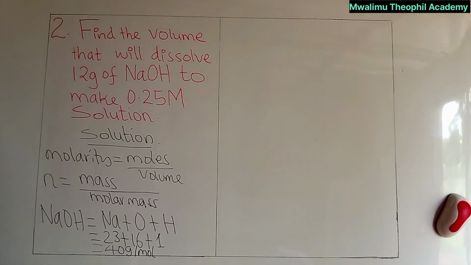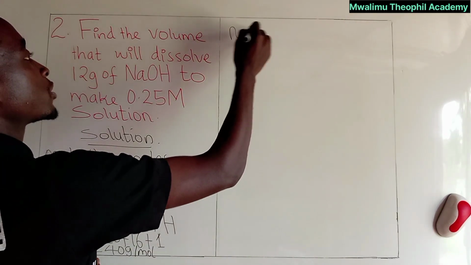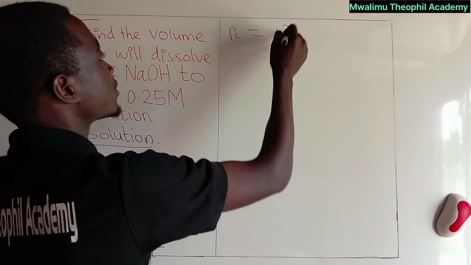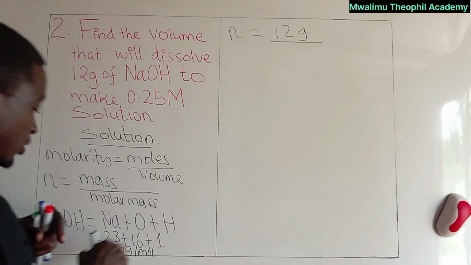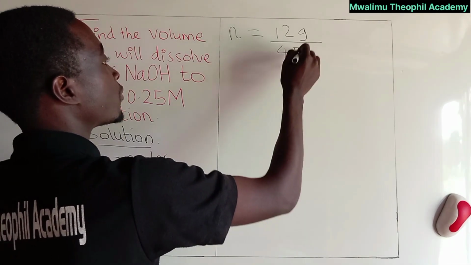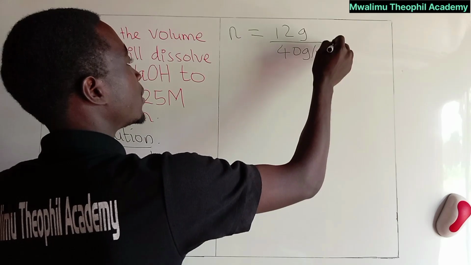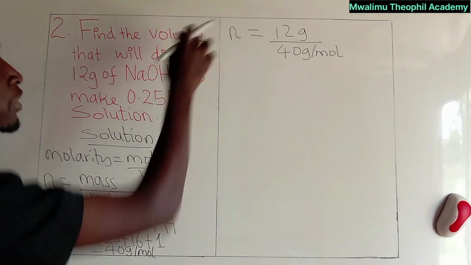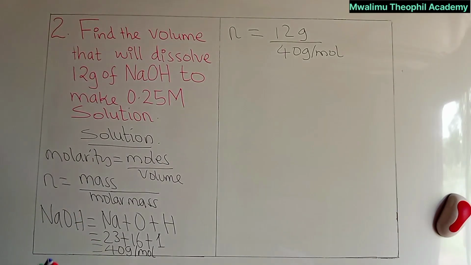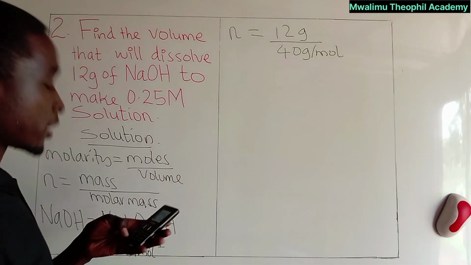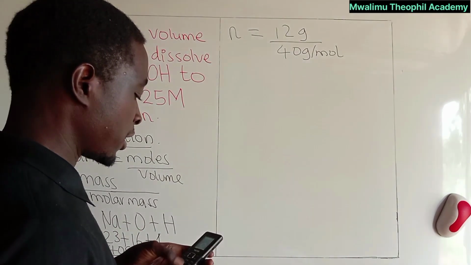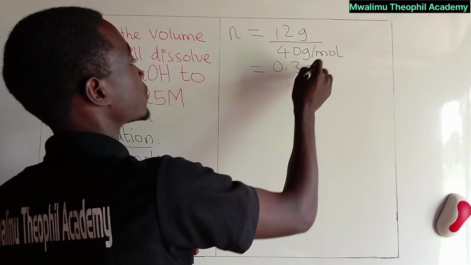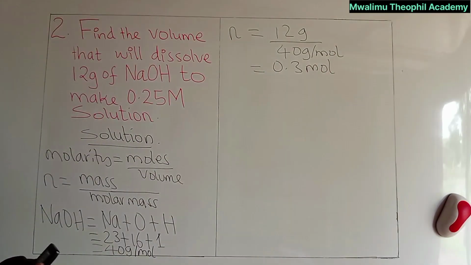After that, let's find out the number of moles. Number of moles will be equal to, as we've said, mass over molar mass. So it is 12 grams given as the mass over the molar mass, which is 40 grams per mole. Now let's work out 12 over 40 to get the number of moles of sodium hydroxide. Here we obtain 0.3 moles. Now we have obtained the number of moles.